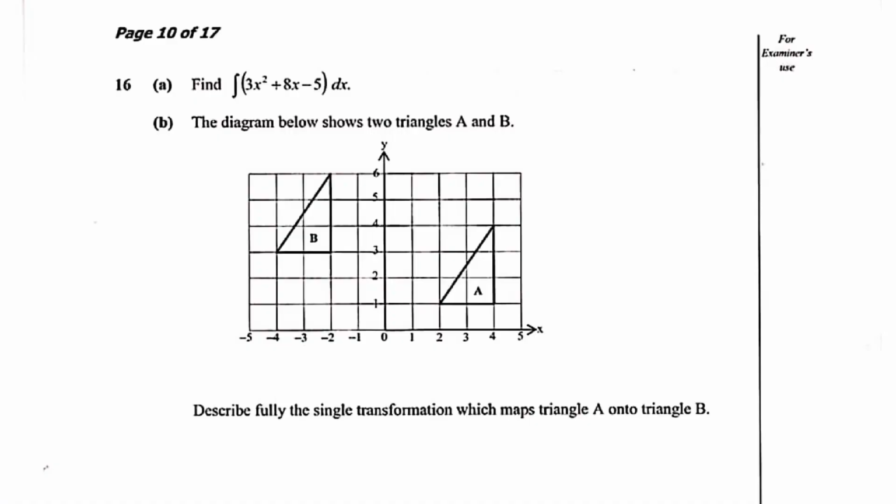All right. So let's go to question number 16b. The question reads: the diagram below shows two triangles A and B.